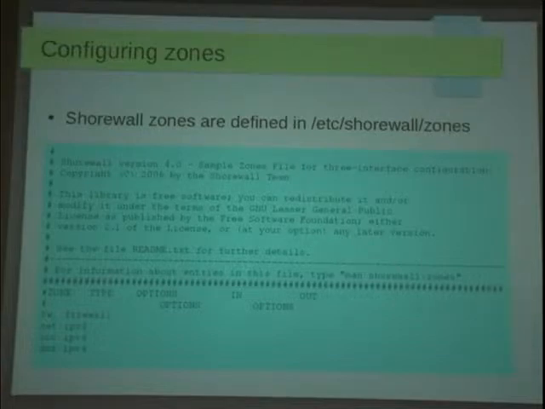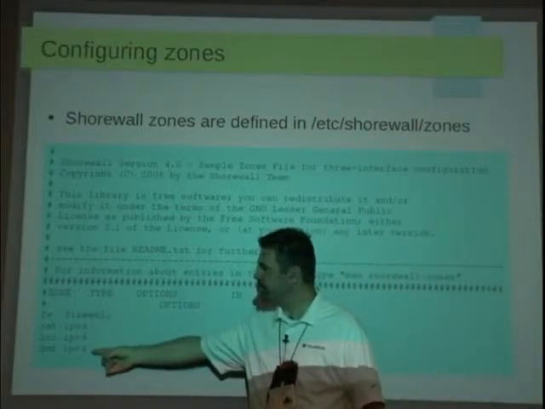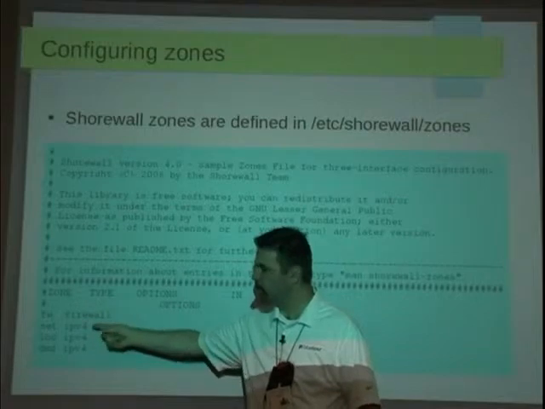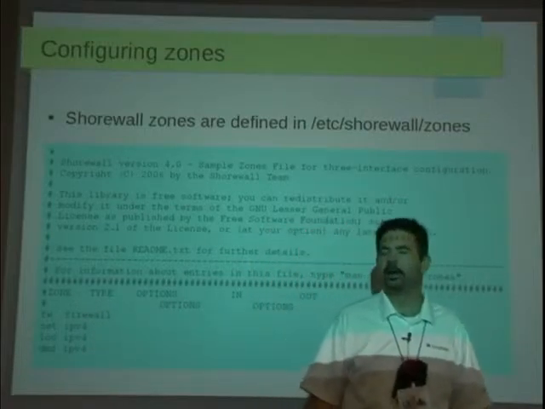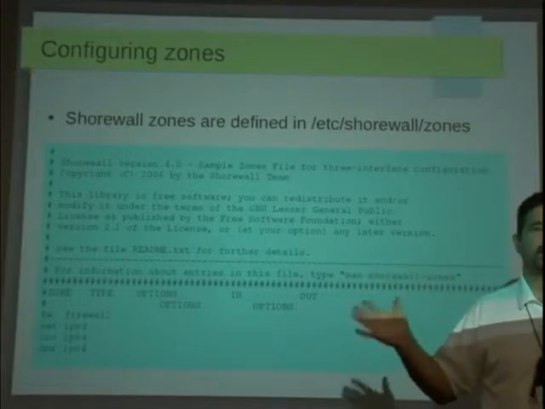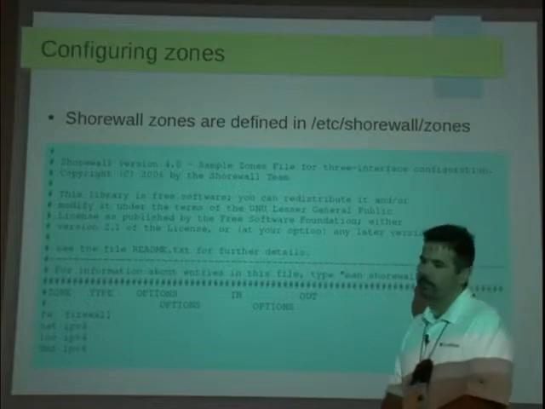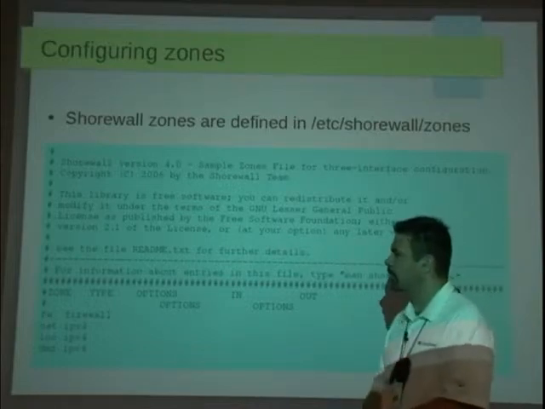Anyway, this is pretty much a copy of the three interface zones file. And you'll see in here, most of the interfaces that we're going to use, most of the zones are declared as IPv4. Shorewall does have support for IPv6, but don't ask me, I've never done it. But there's some great documentation out there that will probably give you what you need to get started.